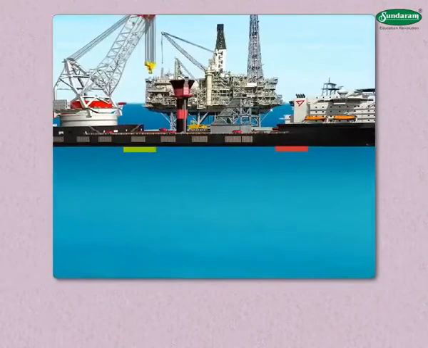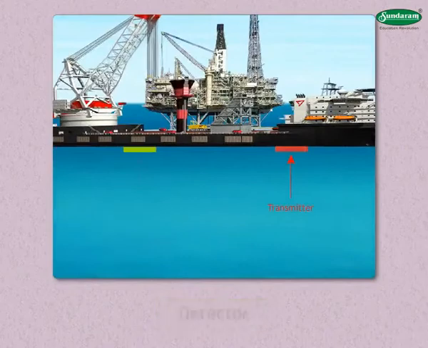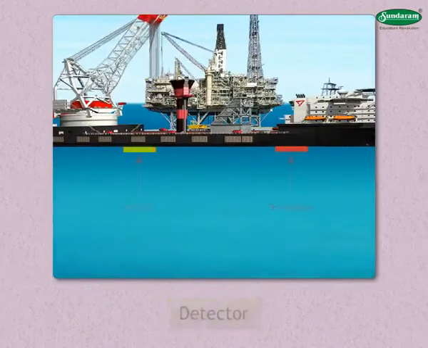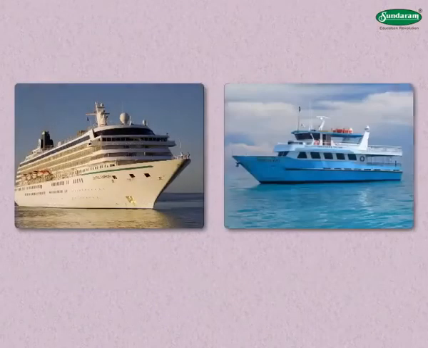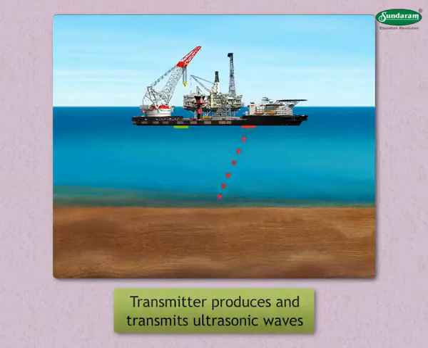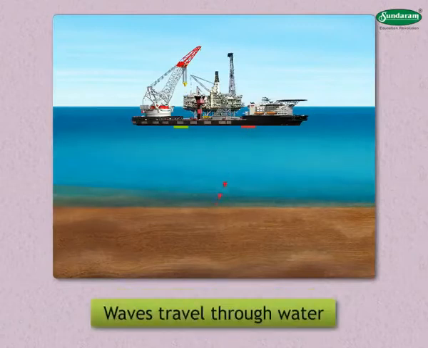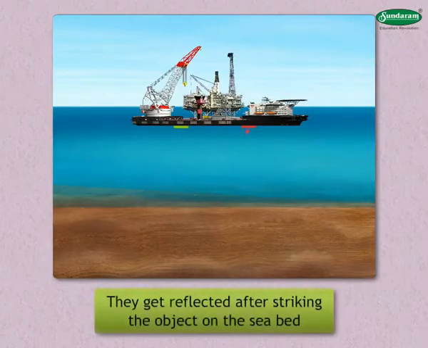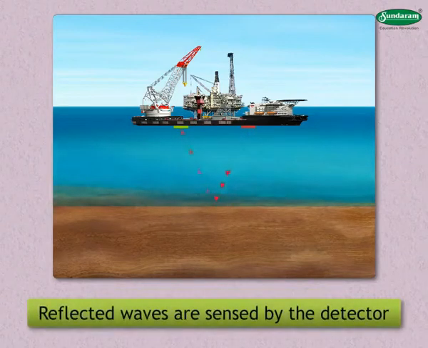SONAR consists of a transmitter and a detector. It is installed in a ship or a boat. The transmitter produces and transmits ultrasonic waves. These waves travel through water. They get reflected after striking the object on the seabed. The reflected waves are sensed by the detector.